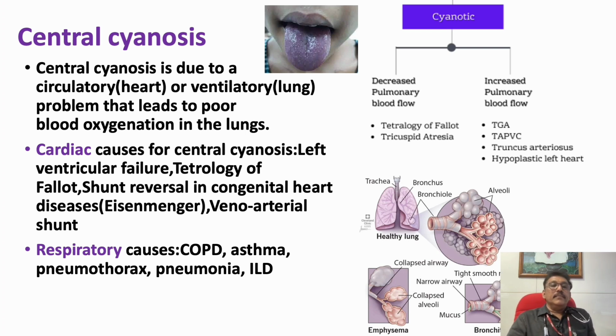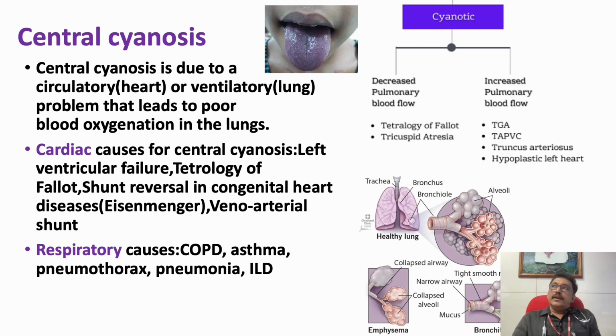But in children, it can be due to congenital heart diseases like tetralogy of Fallot, or shunt reversal in congenital heart diseases, which is called Eisenmenger syndrome. Eisenmenger syndrome means you have ASD or VSD, but initially ASD or VSD will not produce cyanosis. After some time, after pulmonary hypertension develops, the shunt will reverse and the patient develops cyanosis. So congenital heart diseases are classified into cyanotic and acyanotic. In cyanotic heart diseases, the patient is cyanosed from the beginning. In acyanotic heart diseases, after some time there is reversal of shunt and the patient develops cyanosis. This is called Eisenmenger syndrome.